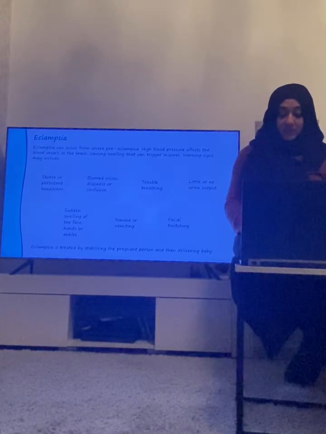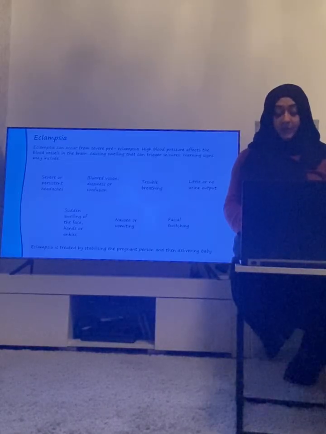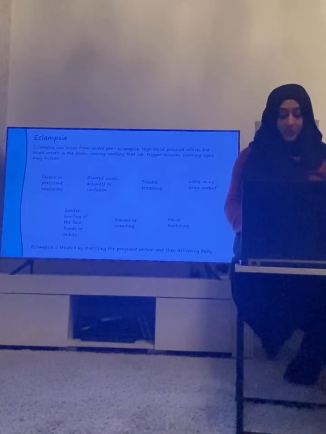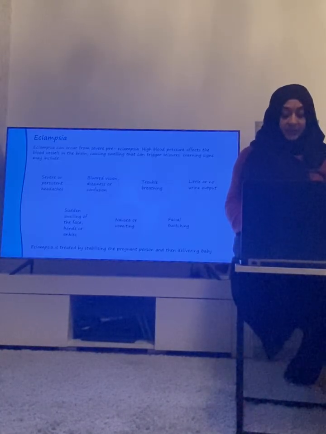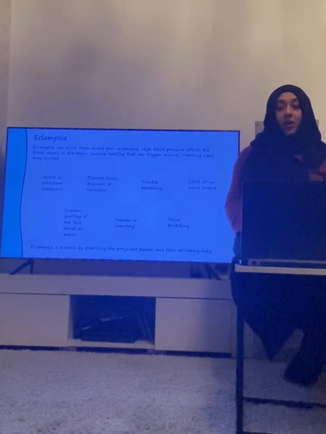Eclampsia occurs after 20 weeks of pregnancy but can happen anytime during or after birth. It is a serious condition where high blood pressure affects blood vessels in the brain, causing swelling that can trigger seizures. During a seizure, the body may become stiff, shake uncontrollably, and lead to loss of consciousness. Warning signs may include severe or persistent headaches, blurred vision, trouble breathing, little or no urine output, sudden swelling of the face, hands, or ankles, nausea or vomiting, and facial twitching.